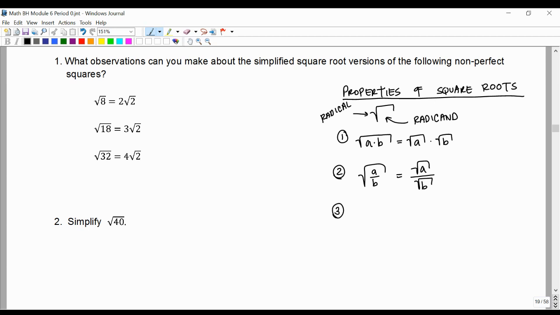And the third thing is that the square root of a squared plus b squared, so the square root of the quantity a squared plus b squared, is not equal to the square root of a squared plus the square root of b squared. This actually came up in Module 5 with exponent properties, that we could not apply an exponent over addition and subtraction. In the same manner, we cannot apply a square root over addition or subtraction, that this is in understood parentheses.